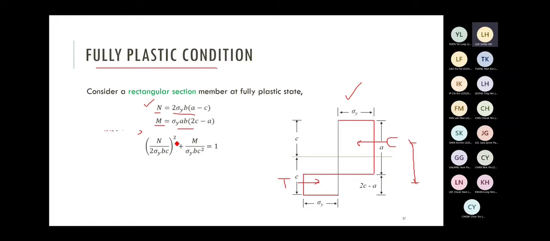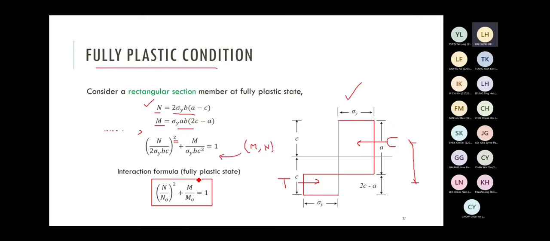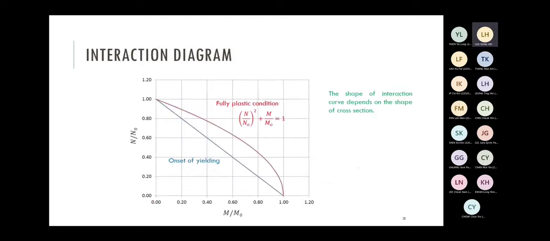We can see that this formula has a square. A square means this equation is not a straight line. This equation is something like a parabola. Similarly, any combination of M and N that meets this equation will make the structure enter the fully plastic conditions. You will see a full stress block. Okay. We can understand this graphically.